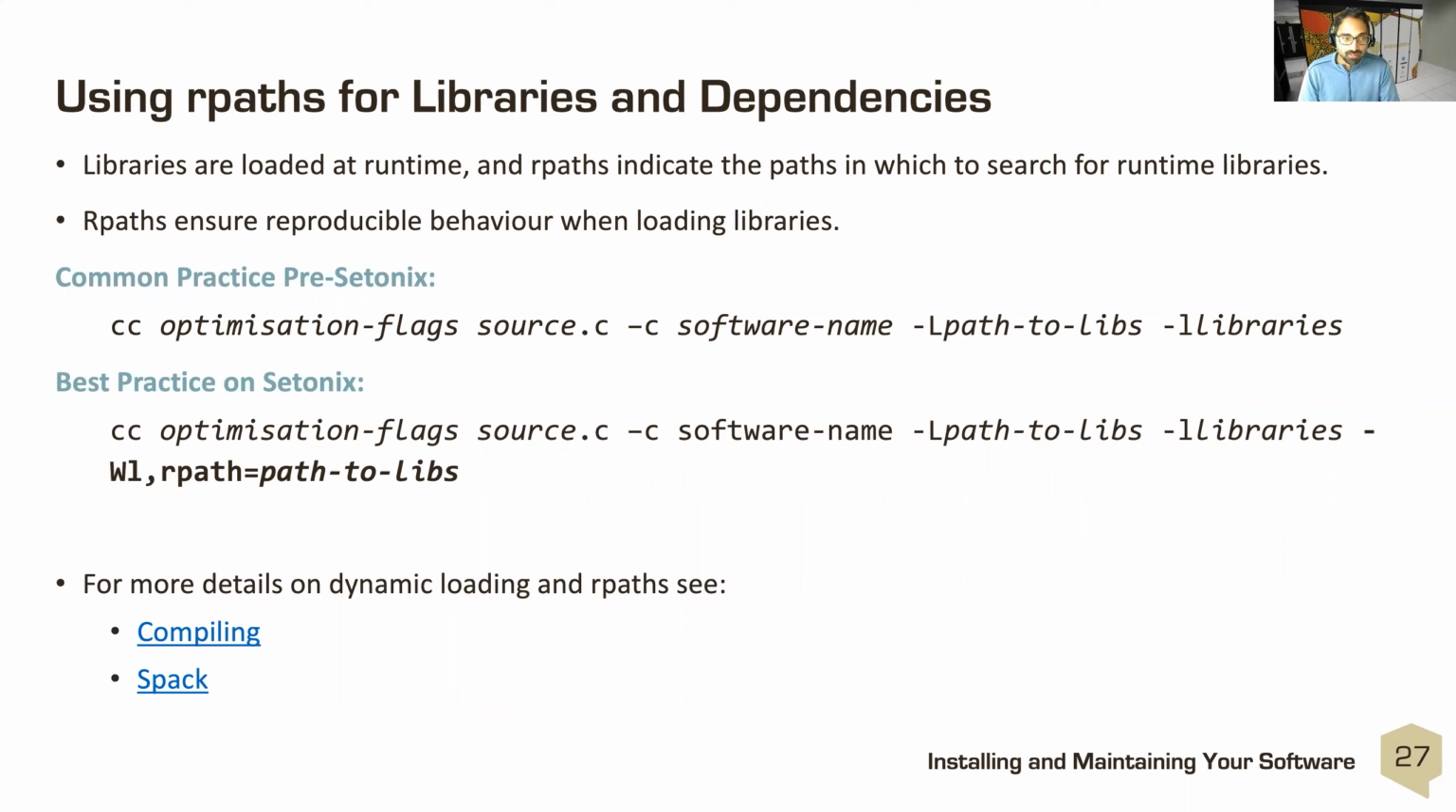So the best practice on Setonix is to make use, in compilation, of rpaths to a specific path that you want for that library. That way you avoid any issues with runtime differences. For more details on the use of rpaths and also compiling, please see our documentation, which is far more extensive than what is presented here.